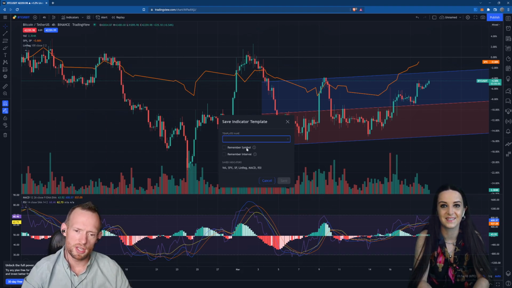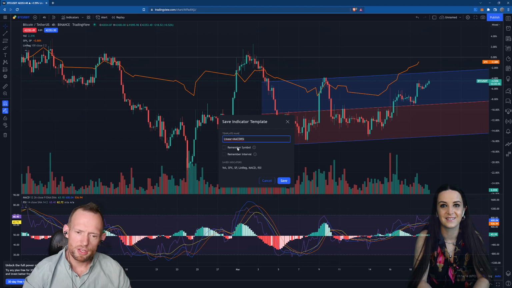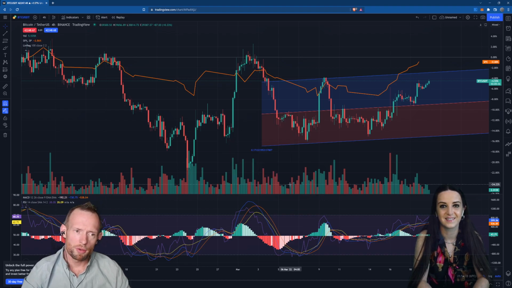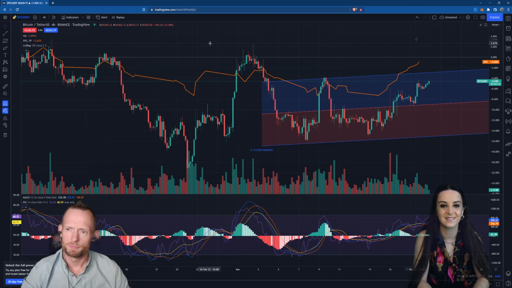Let's make a chart indicator here, and I'll just call this linear plus MACD RSI. And now I can choose to remember the symbol and the interval, but I generally like to click these off since I use it across a broad array of different cryptos, stocks, and equities. So I'm going to save that. And now from the drop-down menu here, you can see I have this available. And again, with the template views, you can also create favorites of these and enhance your trading experience.